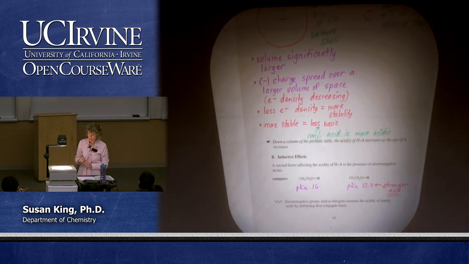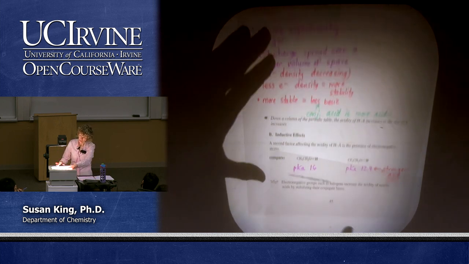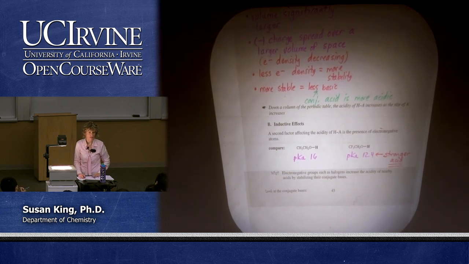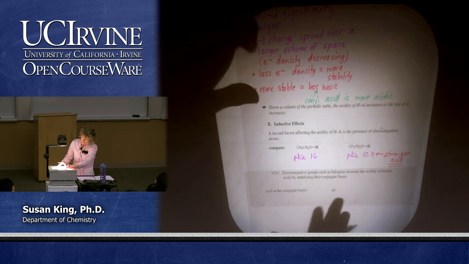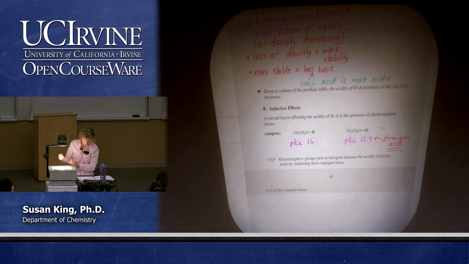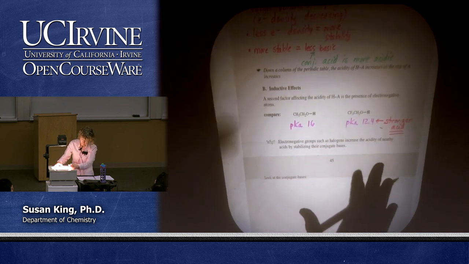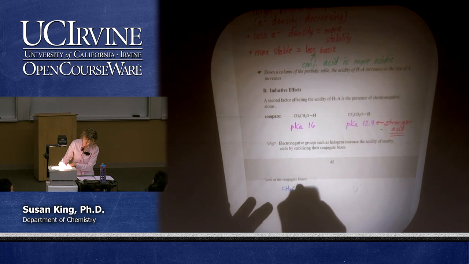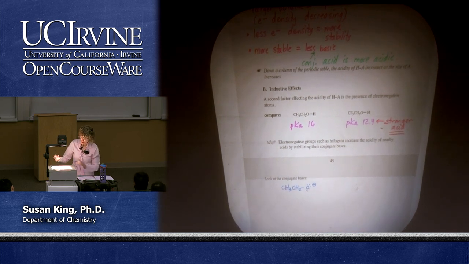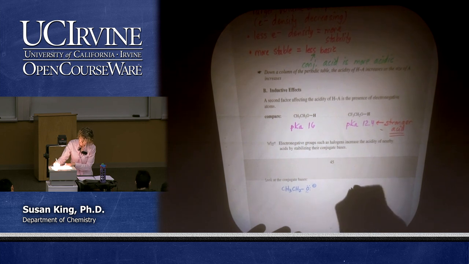Why is that a significantly stronger acid? Electronegative groups such as halogens increase the acidity of nearby acids by stabilizing their conjugate bases. It's a little clearer when we draw this out. What you're going to notice is a trend here that's going to be consistent all year: when we're looking at an acid, we look at the conjugate base and compare. We are always looking at the conjugate bases. So let's look at the conjugate bases of both of these. Here's our conjugate base. And let's compare that with, and I'm going to draw out all these bonds here, this conjugate base.